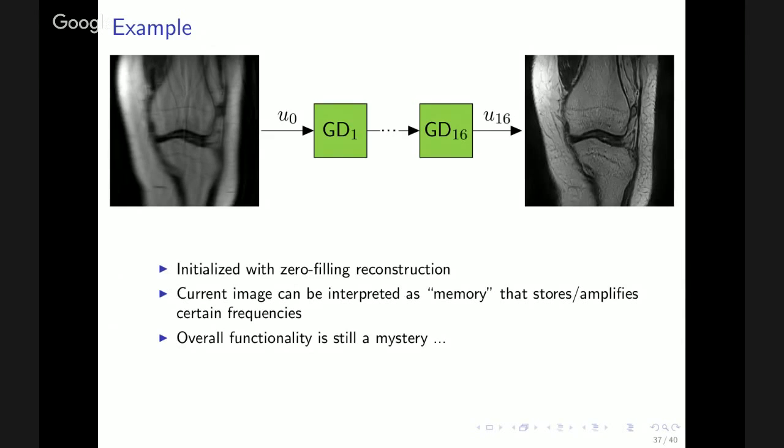But it has a similar effect to memory. So you can add certain information to the intermediate result, and later on this information is used or destroyed again, but it's very hard to interpret. So therefore, I'm saying the overall functionality is still a mystery, and we need much more to investigate this, of course. So this is the final result.